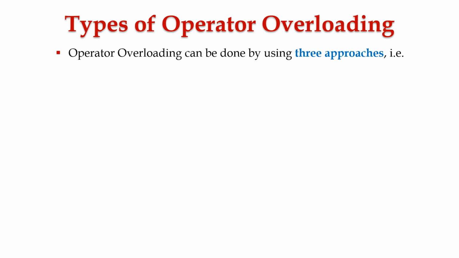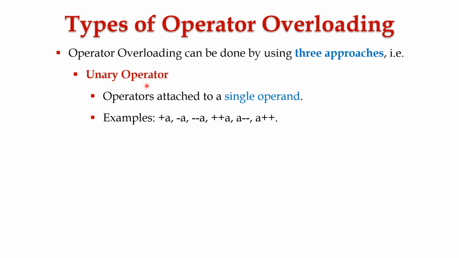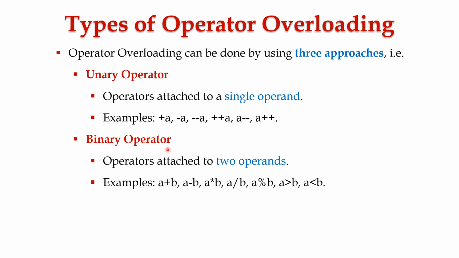Operator overloading can be done by using three approaches. The first is the unary operator. Here, the operator is attached to a single operand. For example, plus A. Here plus is the operator, and it is attached to the single operand A. The next is the binary operator. Here, the operator is attached to two operands. For example, A plus B. Here, A and B are the two operands which are attached to the operator plus.